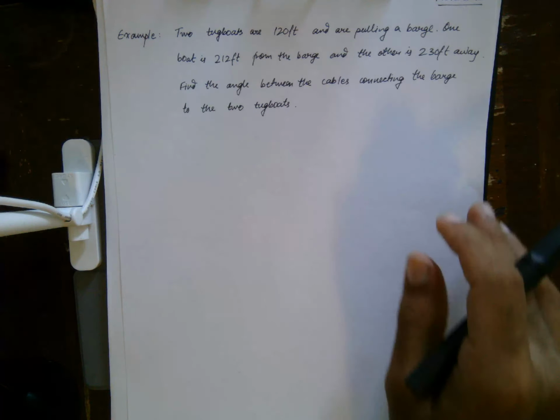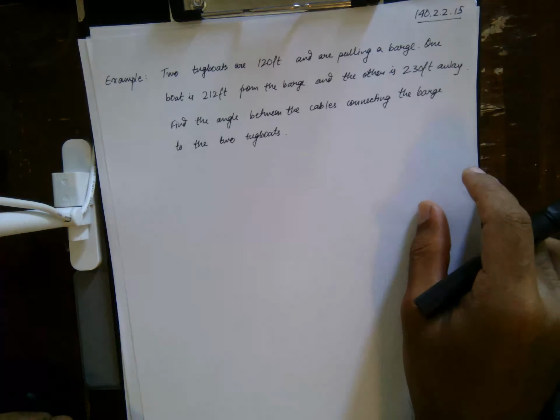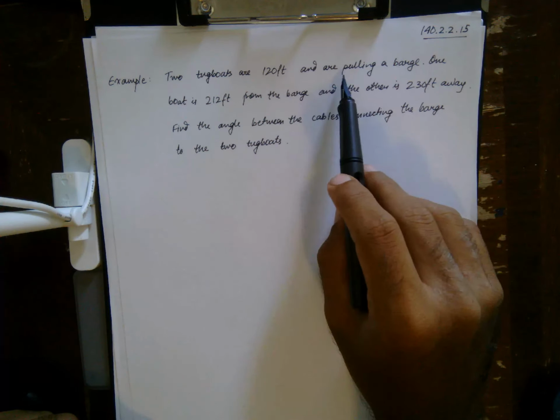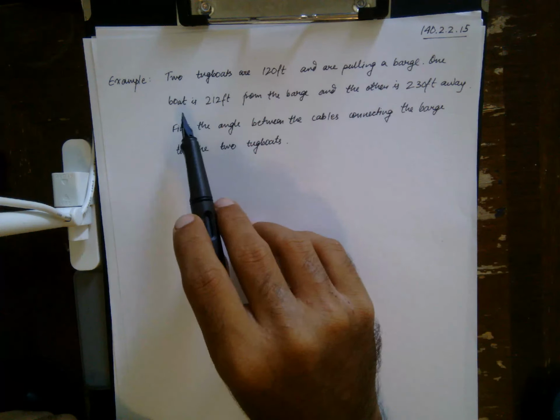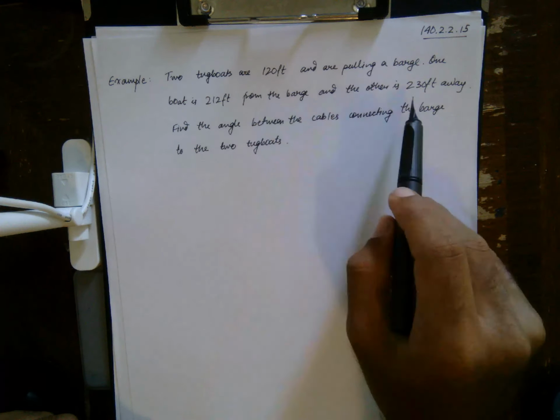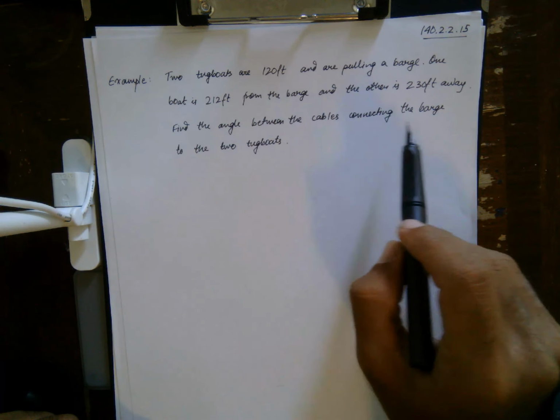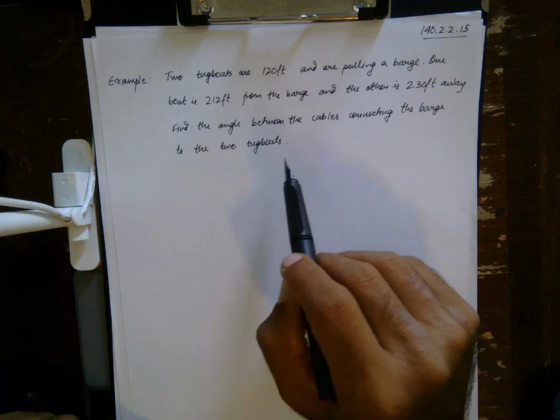One last example with the word problem. Let's first read the problem. Two tugboats are 120 feet apart and are pulling a barge. One boat is 212 feet from the barge and the other is 230 feet away. Find the angle between the cables connecting the barge to the two tugboats.